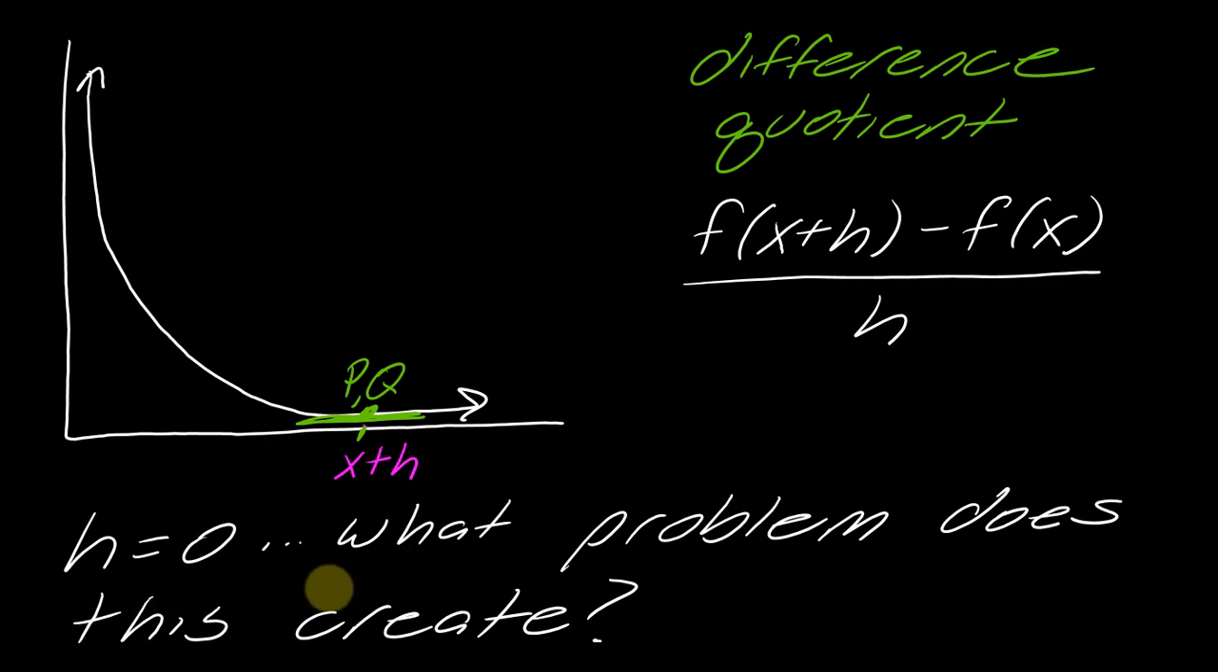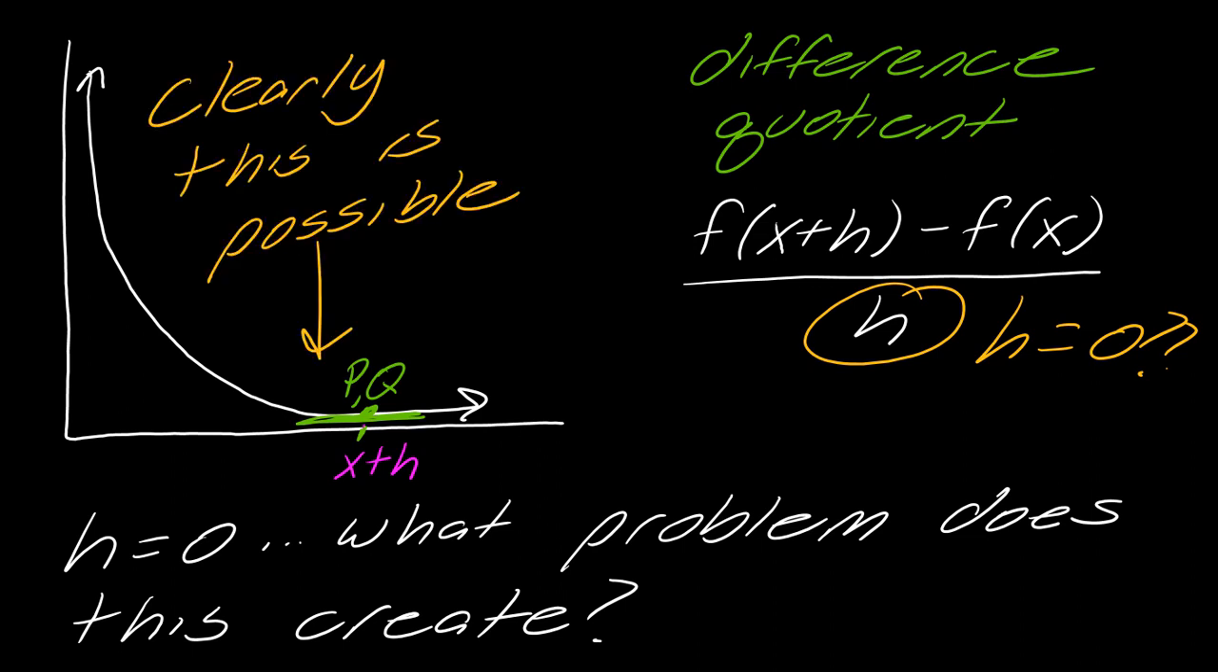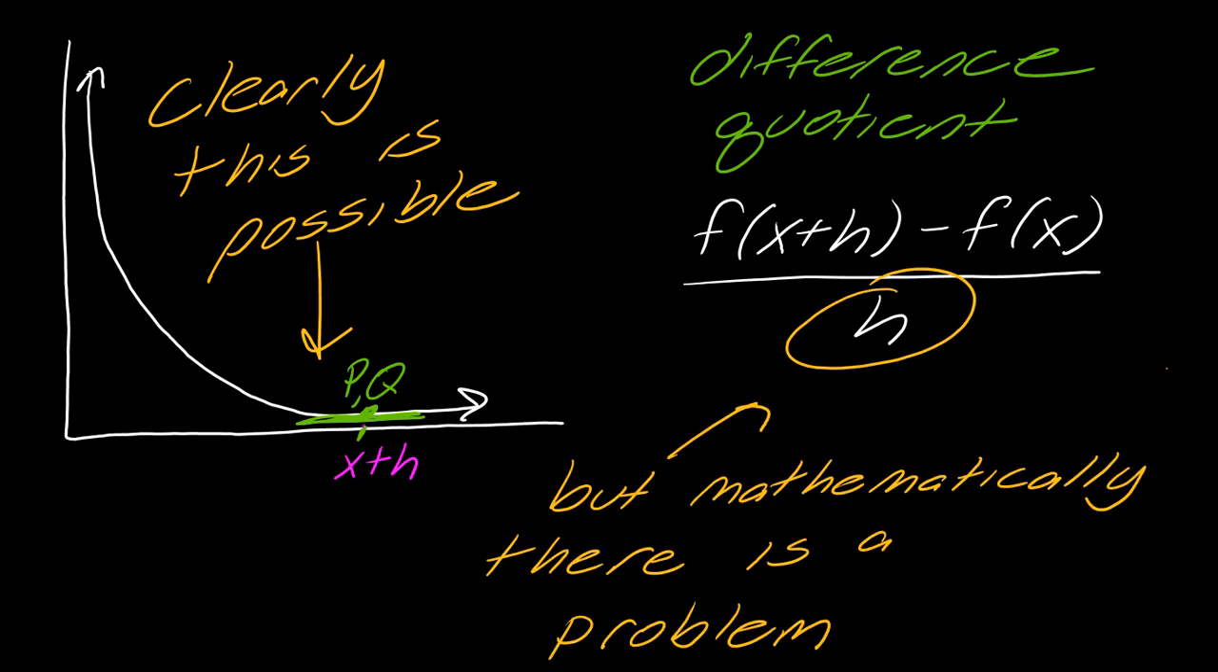And this creates a problem. h equals 0. If I plug h equals 0 into this difference quotient, we get a 0 in the denominator, right? And that's bad. But this is a little bit of a conundrum because clearly I can slide the points next to each other. I can make this happen. It's clearly possible to do this on a graph, but just in the way that we're thinking about the difference quotient, there's like this mathematical anomaly. And so we have a mathematical problem, but not necessarily a graphical problem.